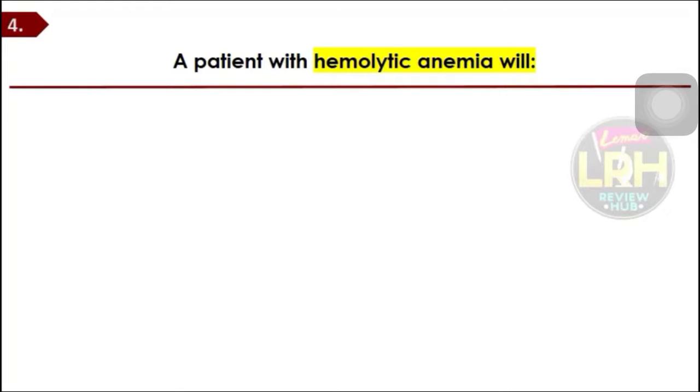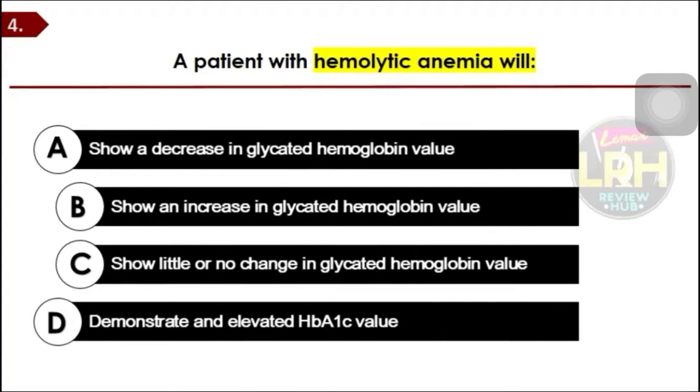Now for number 4, a patient with hemolytic anemia will, choice letter A, show a decrease in glycated hemoglobin value. Letter B, show an increase in glycated hemoglobin value. Letter C, show little or no change in glycated hemoglobin value. Or letter D, demonstrate an elevated HbA1c value. Again, patient with hemolytic anemia will, take note, hemolytic anemia po, this will show a decrease in glycated hemoglobin value.